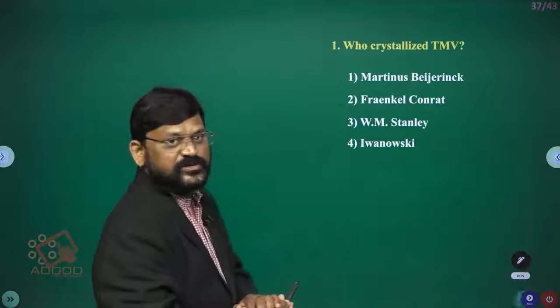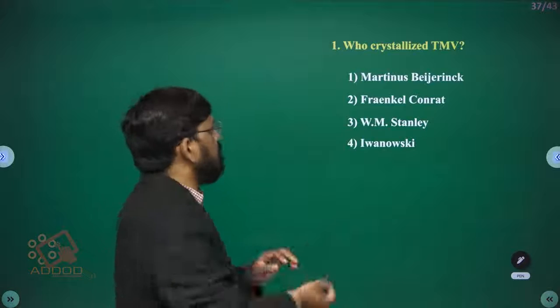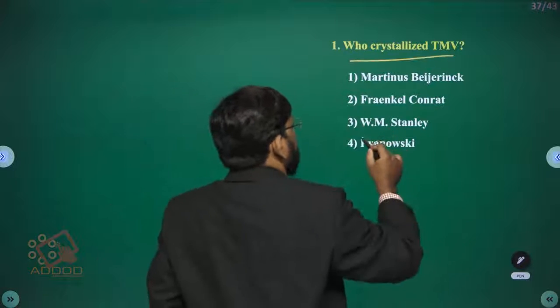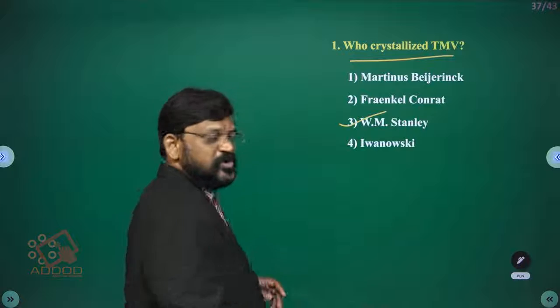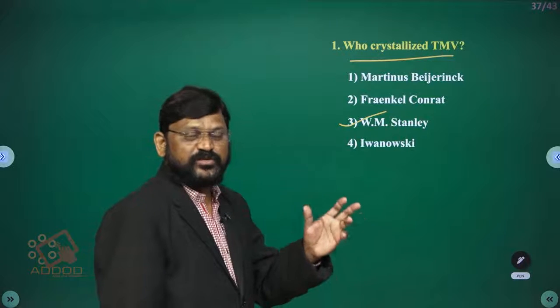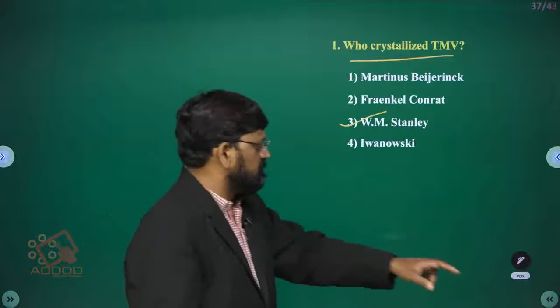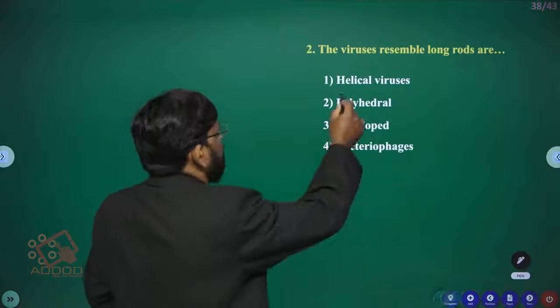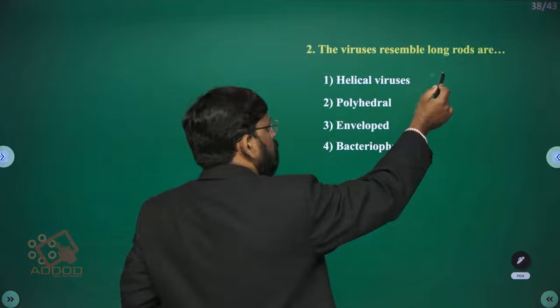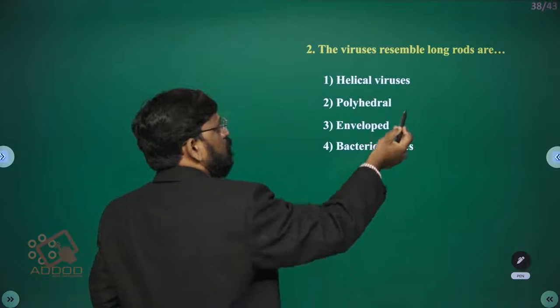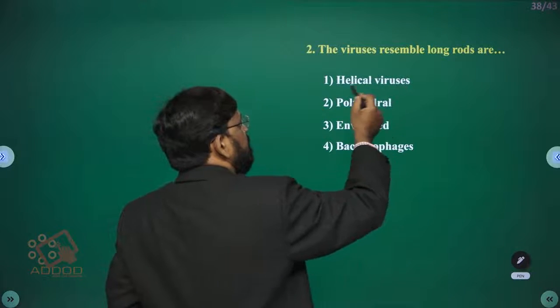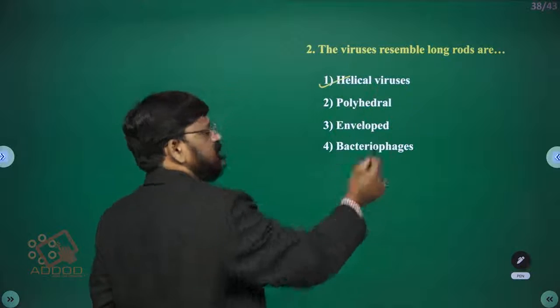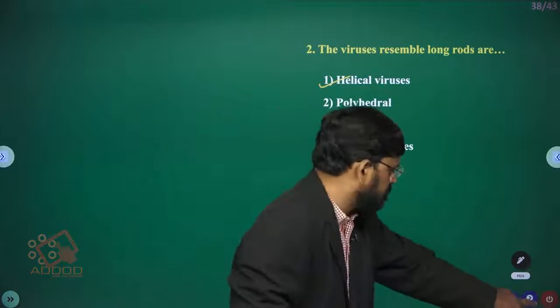Let us do some questions so that we can understand this topic clearly. Who crystallized TMV? W.M. Stanley. So viruses can be crystallized. He was studying a virus called tobacco mosaic virus. Next, the virus that resembles long rods: long rods are seen in the case of helical symmetry.